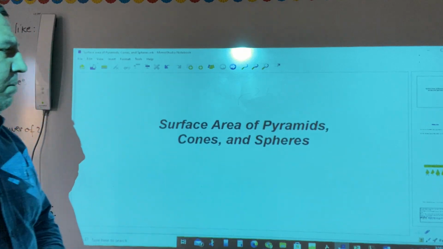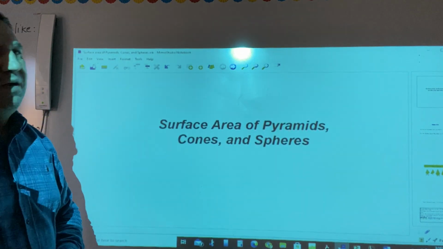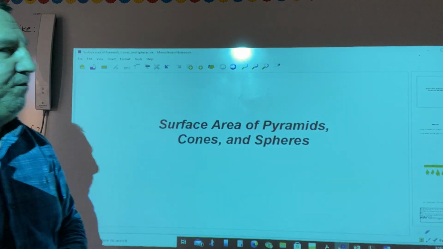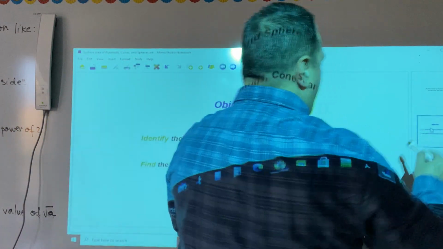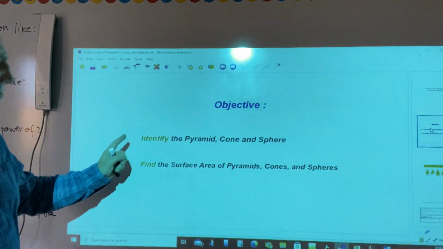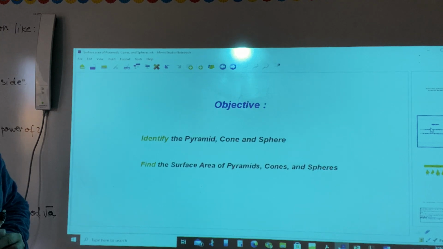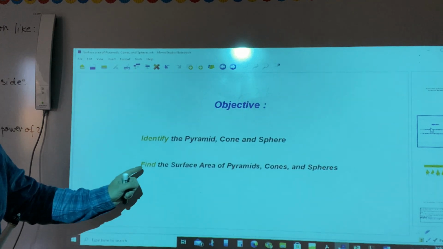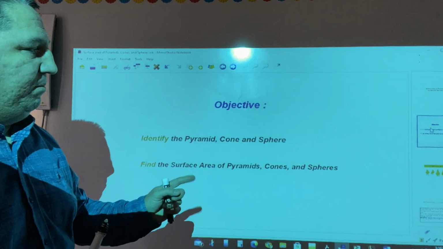Today we'll talk about surface area of pyramids, cones, and spheres. We have two main objectives: identify the pyramid, cone, and sphere, and find the surface area of pyramids, cones, and spheres.